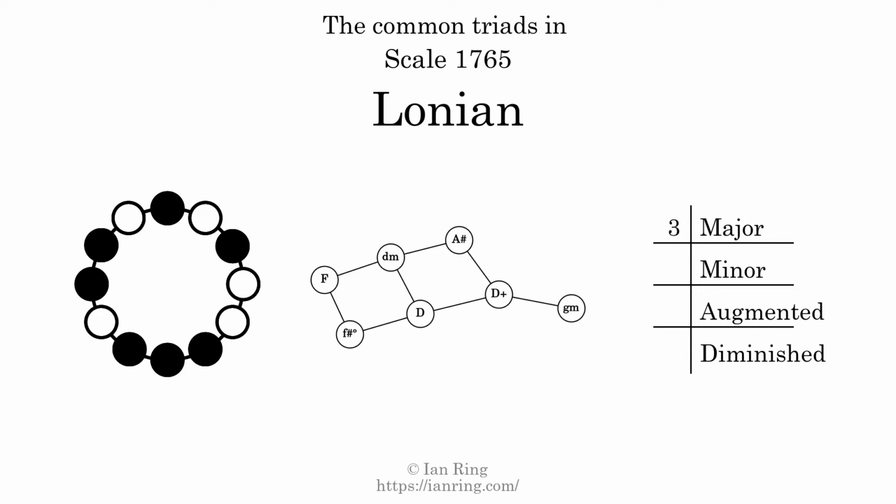There are 3 major triads. There are 2 minor triads. There is 1 augmented triad. There is 1 diminished triad. Here is a Hamiltonian path of parsimonious voice leading that uses all the triads.